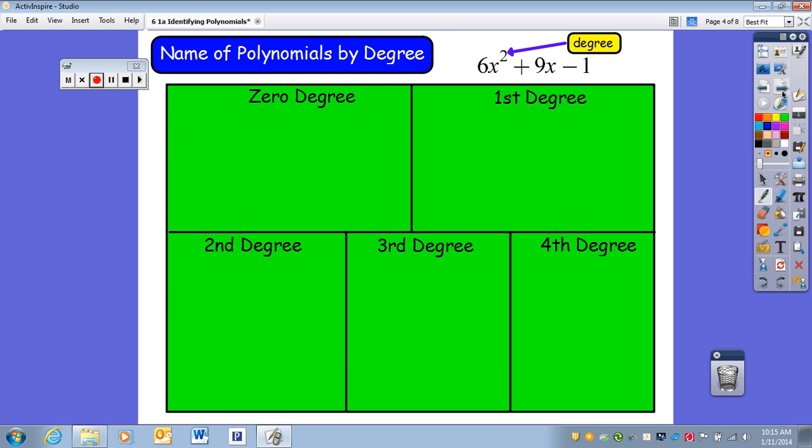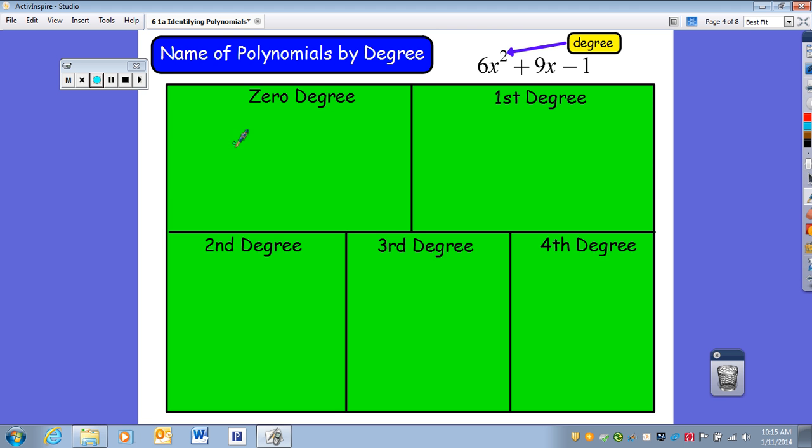Now we want to be able to name polynomials by their degree. If the polynomial has a 0 degree, an example might be 8x to the 0 power, which also then should be written in simplest form. X to the 0 power, any number to the 0 power is 1, and 8 times 1 is 8. So this would be to the 0 degree. It simply is a number, and the name for it then is a constant because it is a value that does not change.